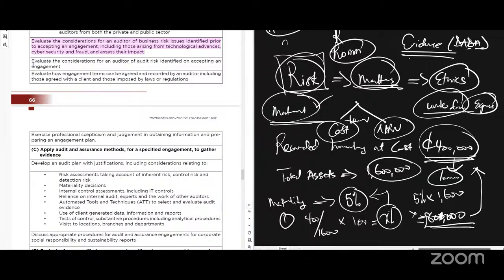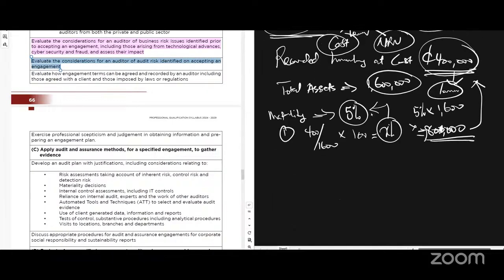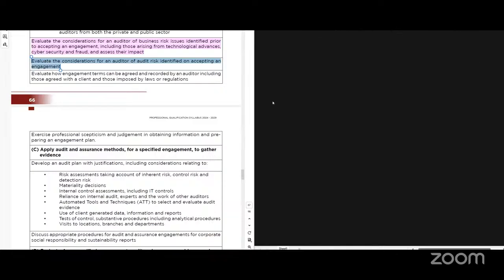Anyway, let's continue. So, evaluate the considerations for an auditor of audit risk identified on accepting an engagement. That's what we just discussed. So audit risk comes with an equation, right? And the equation for audit risk is: audit risk, AR, is the product of inherent risk by control risk.